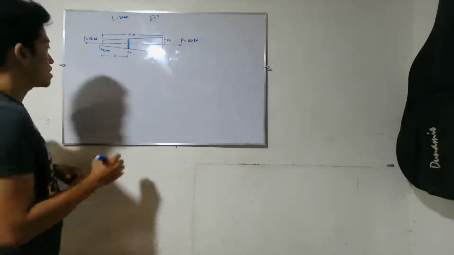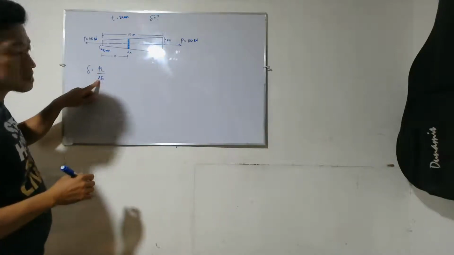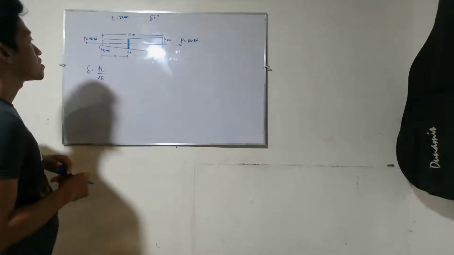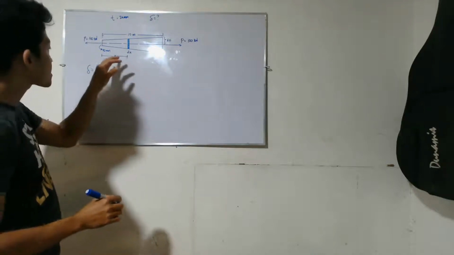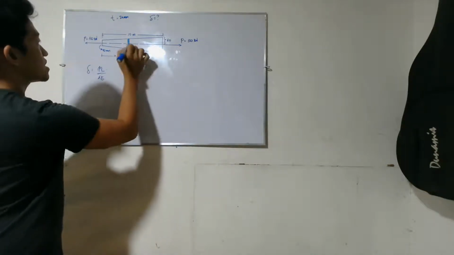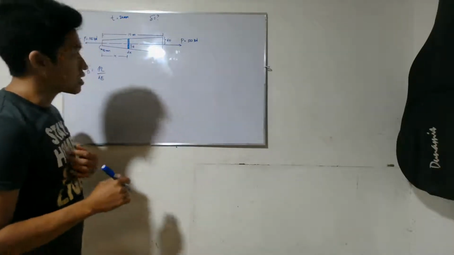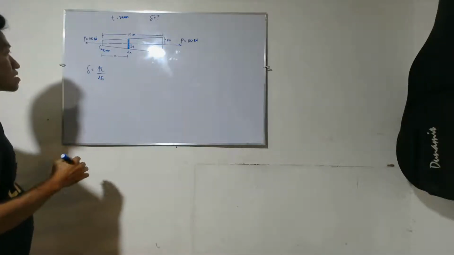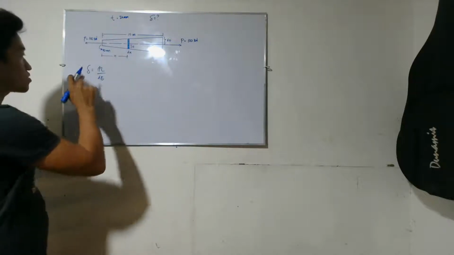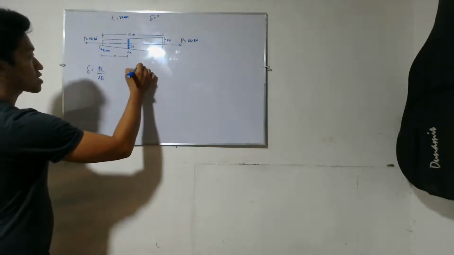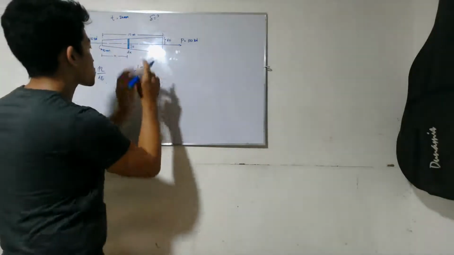Again, we cannot directly apply this equation because the cross section is not constant. So what we will do is take a small strip with a length dx. Its distance is x, and its height is y. Since this is an infinitesimal length, this one is also infinitesimal, and then we just sum up from 0 to 10.